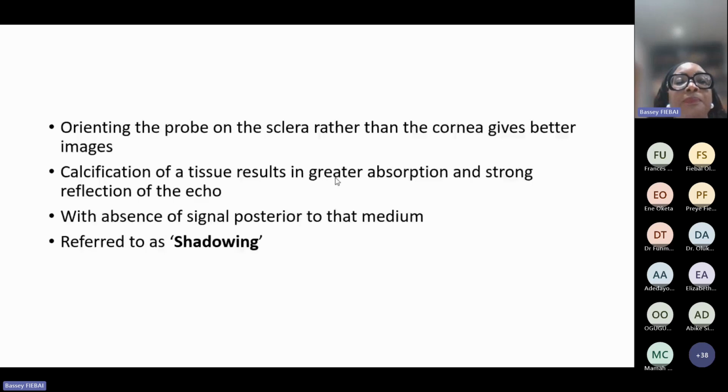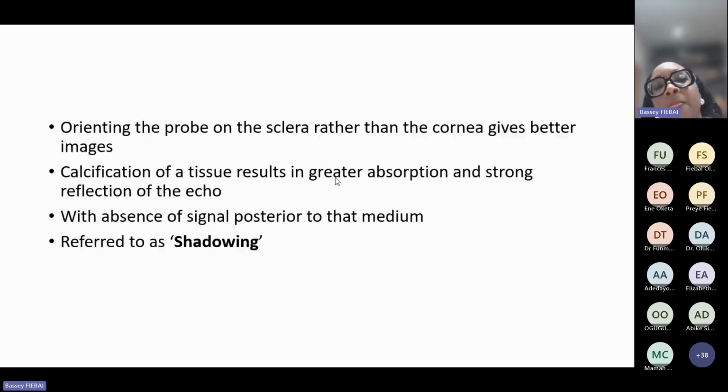will be stronger. When you have the absence of an echo, if you have a calcification, for instance, behind that medium, there's something referred to as shadowing.